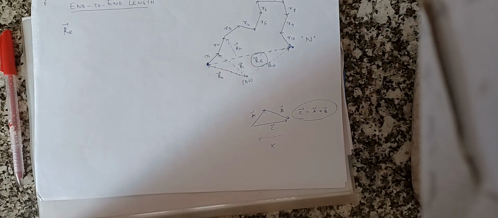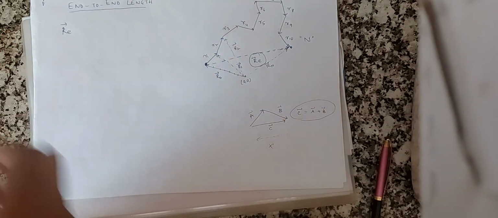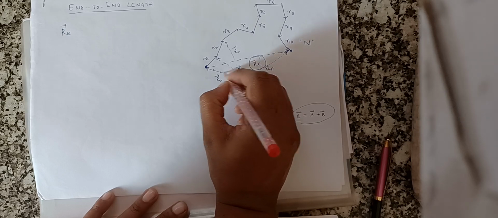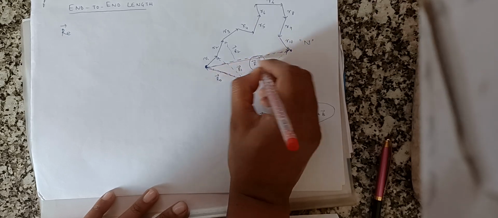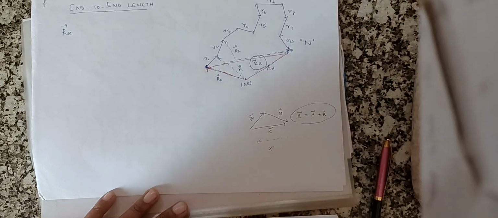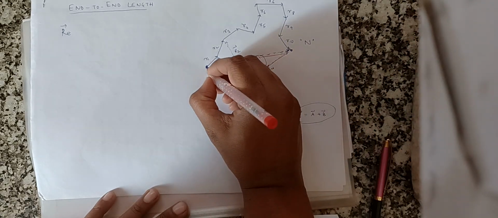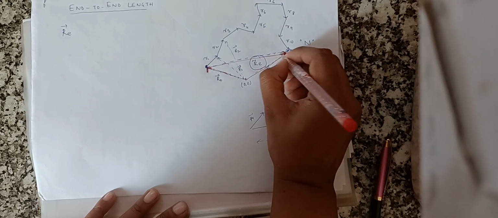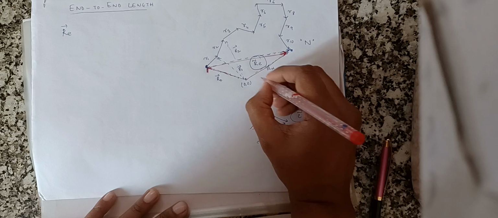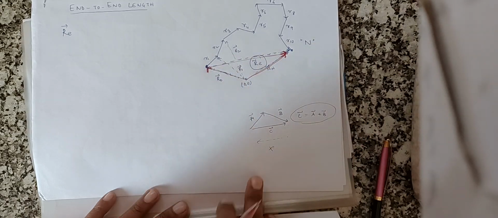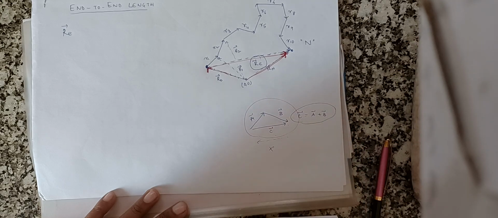So let us use the vector addition to figure out what Re is going to be. We focus on this particular triangle. This is R0, and the arrow points towards this, right? This is Re and it points towards this, right? And this is Rn and it points towards this. So this clearly reflects this condition, right?